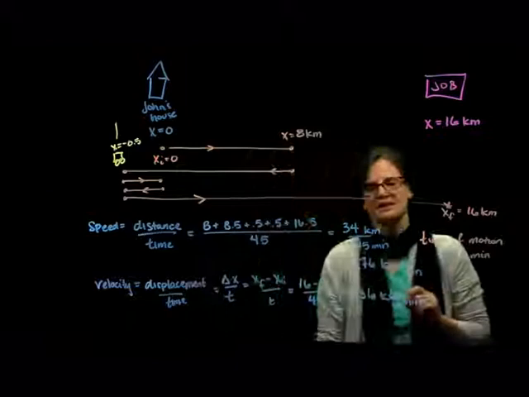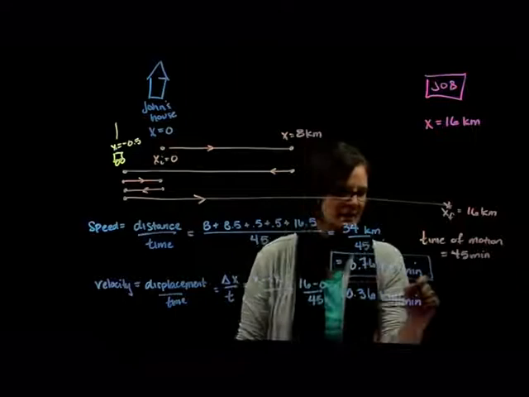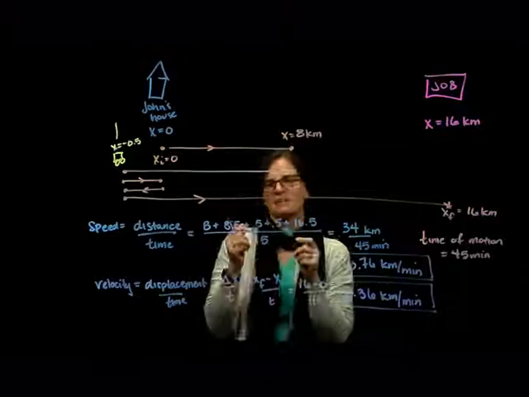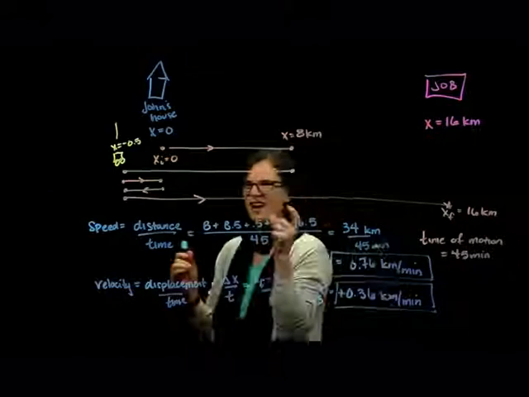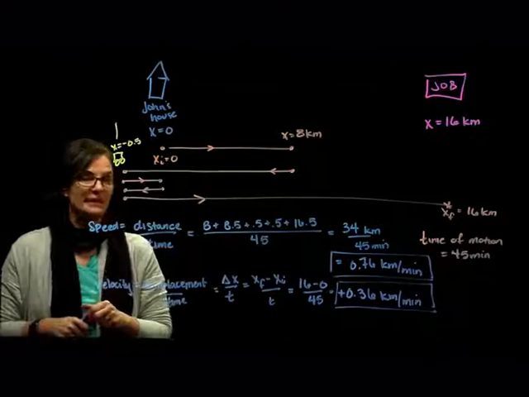Because he ended to the right of where he started, on average, he moved in the positive direction. So make sure you're paying attention to those directions as well. Distance goes with speed, displacement goes with velocity, and hopefully you predicted that since he traveled a smaller displacement, he would have had a smaller velocity. All right, good job.